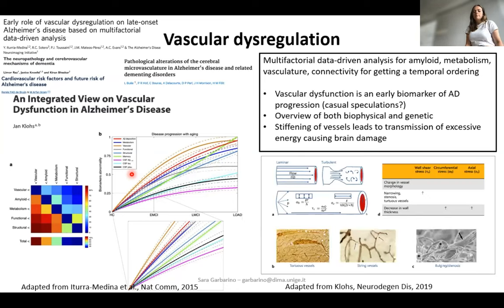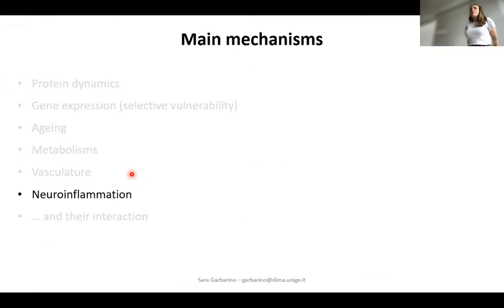But then 3 years ago, I think a review paper came out, which again, I believe could be particularly interesting to read for those who aim at building a biophysical model for vascular disruptions in Alzheimer's disease. In this paper, the author describes both the biophysical side of these cerebrovascular dysfunctions and the more biological and genetic side. From the biophysical side, it's interesting to read about models based on fluid dynamics, essentially, that describe mechanisms like the stiffening of central blood vessels leading to a transmission of excessive energy through these vessels to the brain, which could cause brain damage. Different physical and biophysical mechanisms are described in the paper, which I think would be interesting to have a look at. Okay, then of course we have neuroinflammation.